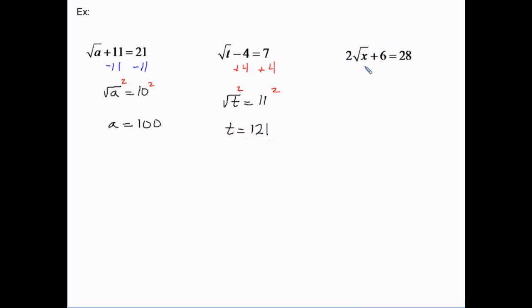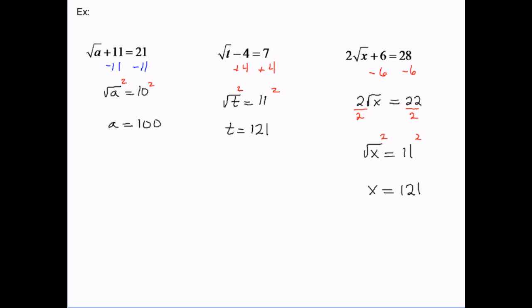On this example, I've got two things happening. I'm multiplying and I'm adding, so I'm going to have to do a couple of steps. So I subtract 6 first. So 2 times the square root of x is equal to 22. Then I divide by 2 to get rid of that 2. And I get the square root of x is equal to 11. Square both sides. X is equal to 121. Okay, so that's how we solve them if it's a variable by itself under the radical.